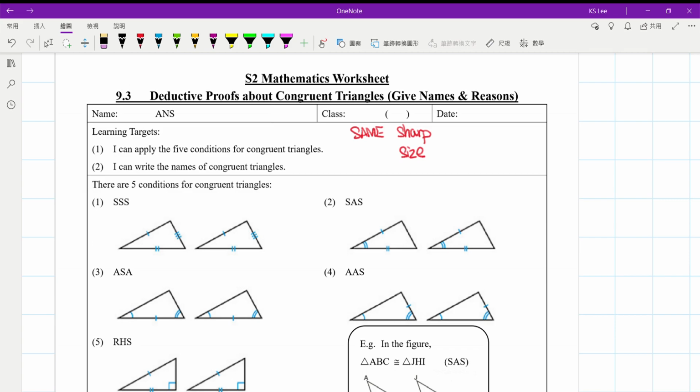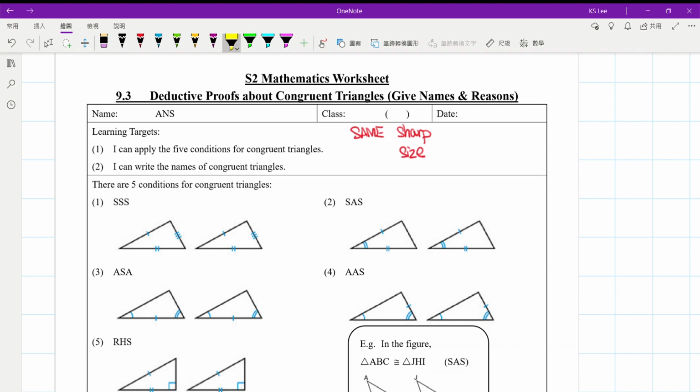Today we are going on with 9.3, deductive proofs about congruent triangles. There are two learning targets. Number 1, I can apply the 5 conditions for congruent triangles. Number 2, I can write the names of the pairs of congruent triangles.